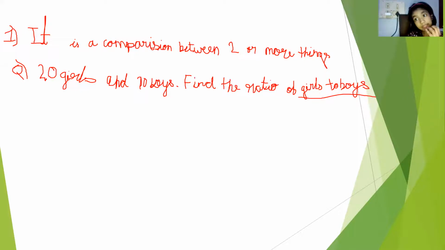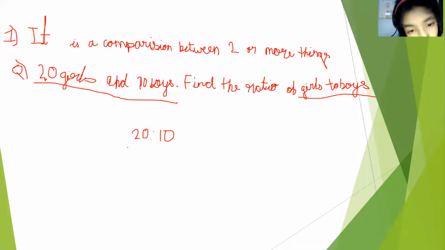Why is this important? You'll get to know right now. Girls to boys. Now how do we write it? Girls to boys, we'll write it as 20 ratio 10. So now we'll write it as 20 ratio 10.